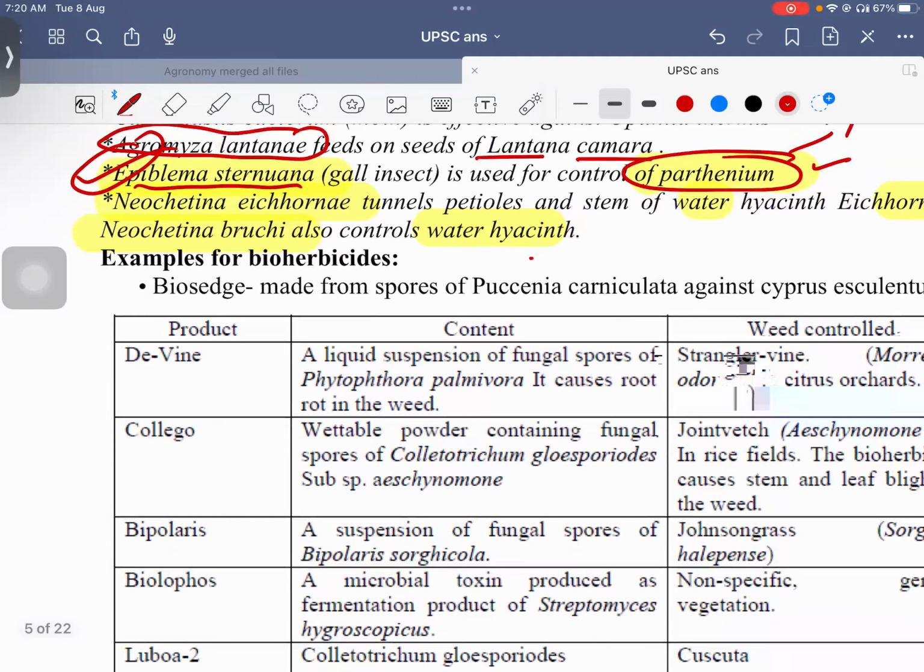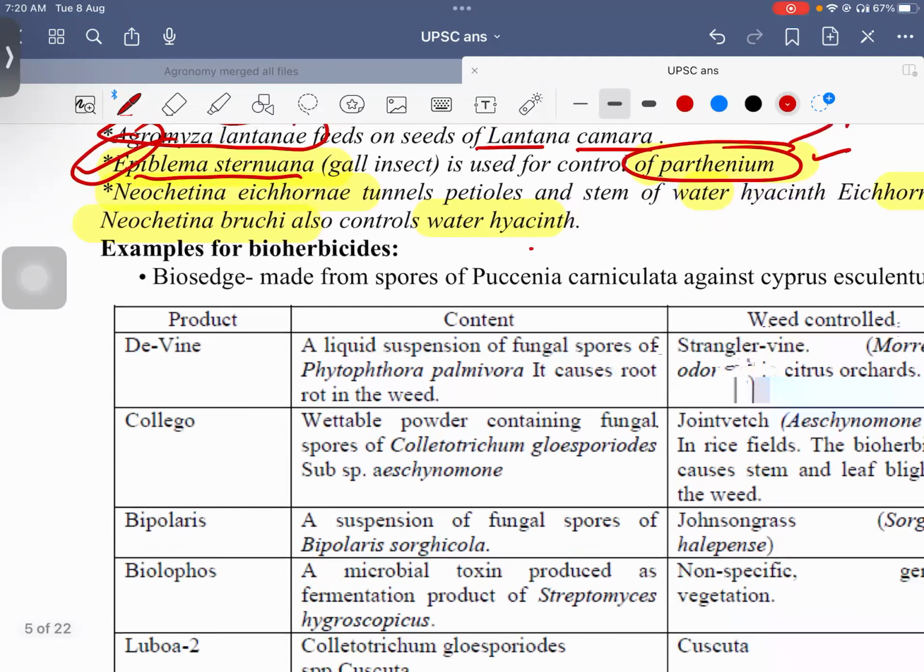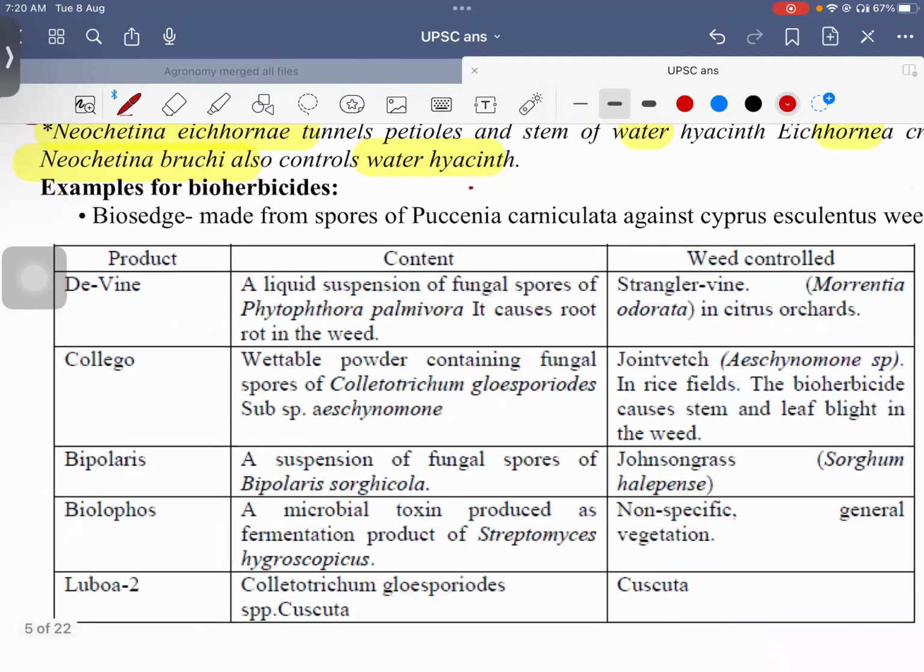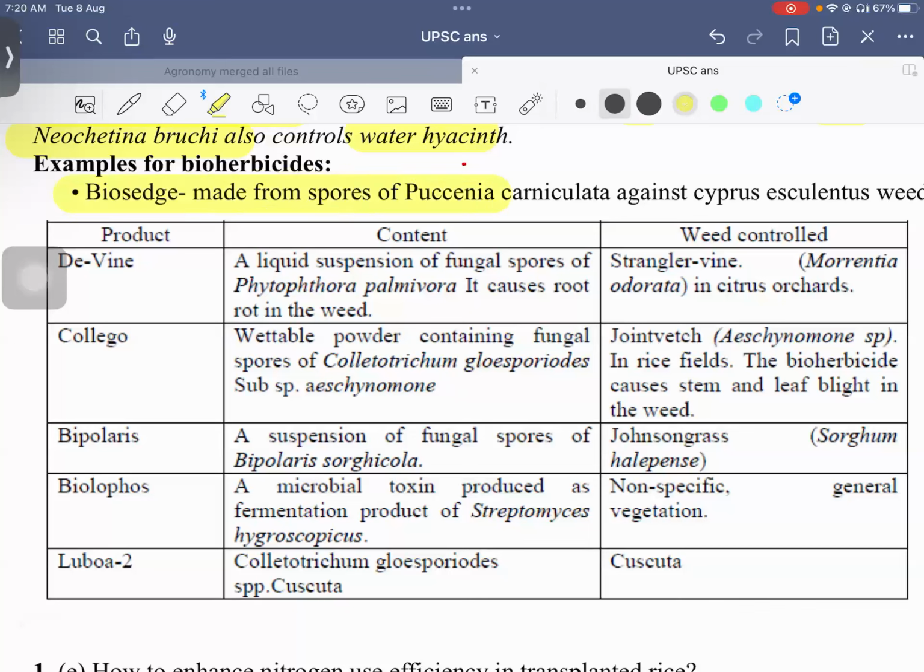So, what are the bioherbicides which are useful? This is very important. Every now and then they ask this question: examples of bioherbicides. First remember Devine. It is a liquid suspension of fungal spores of Phytophthora palmivora. The weed controlled is strangler vine, in case of citrus orchards.